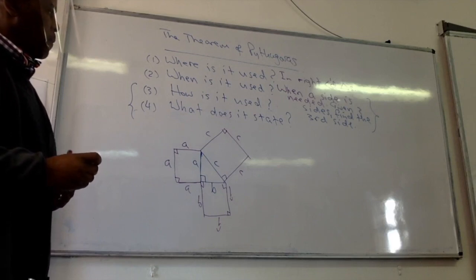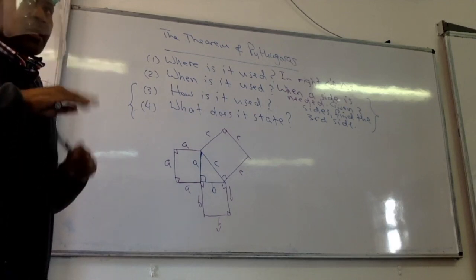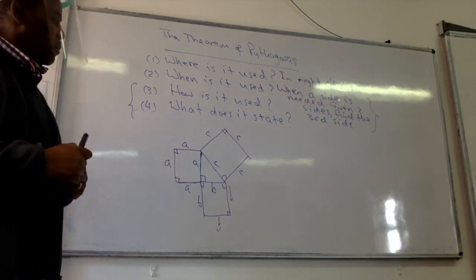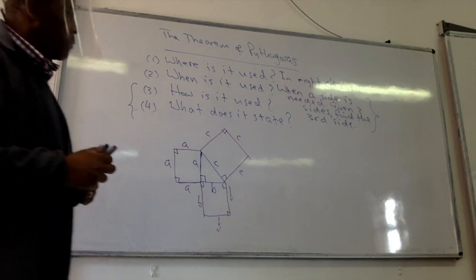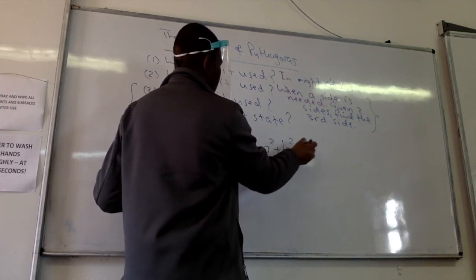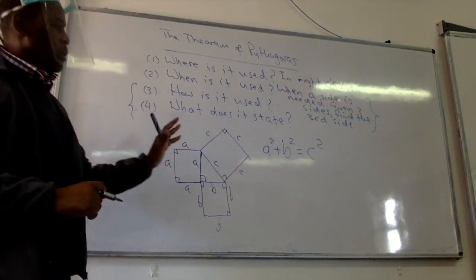The sum of two sides. First of all, just use A, B, and C. Just give me what it states using A, B, and C. A squared plus B squared is equal to C squared. Okay? So A squared plus B squared is equal to C squared.